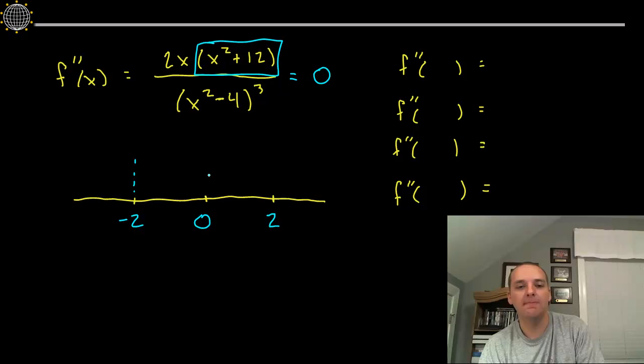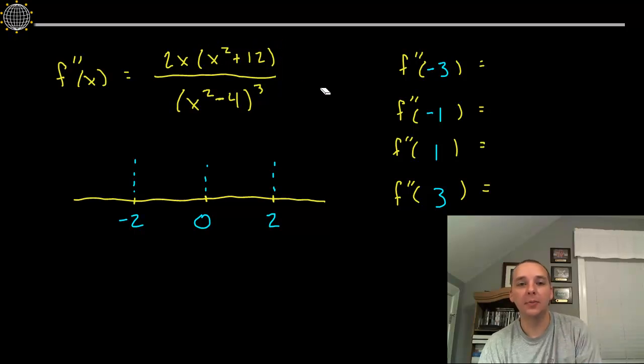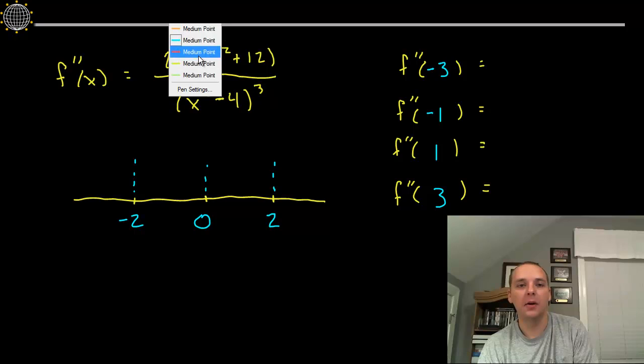So I need to test points in between all of these, because it could change concavity over an asymptote or over one of these places where the second derivative is 0. So we'll try f double prime at negative 3, for instance, negative 1, maybe 1, and maybe 3. Now let's take advantage of just basic arithmetic as best we can. We're not going to be looking for specific numerical values. Some observations I'm making right off the bat is the fact that x squared plus 12, that's always positive.